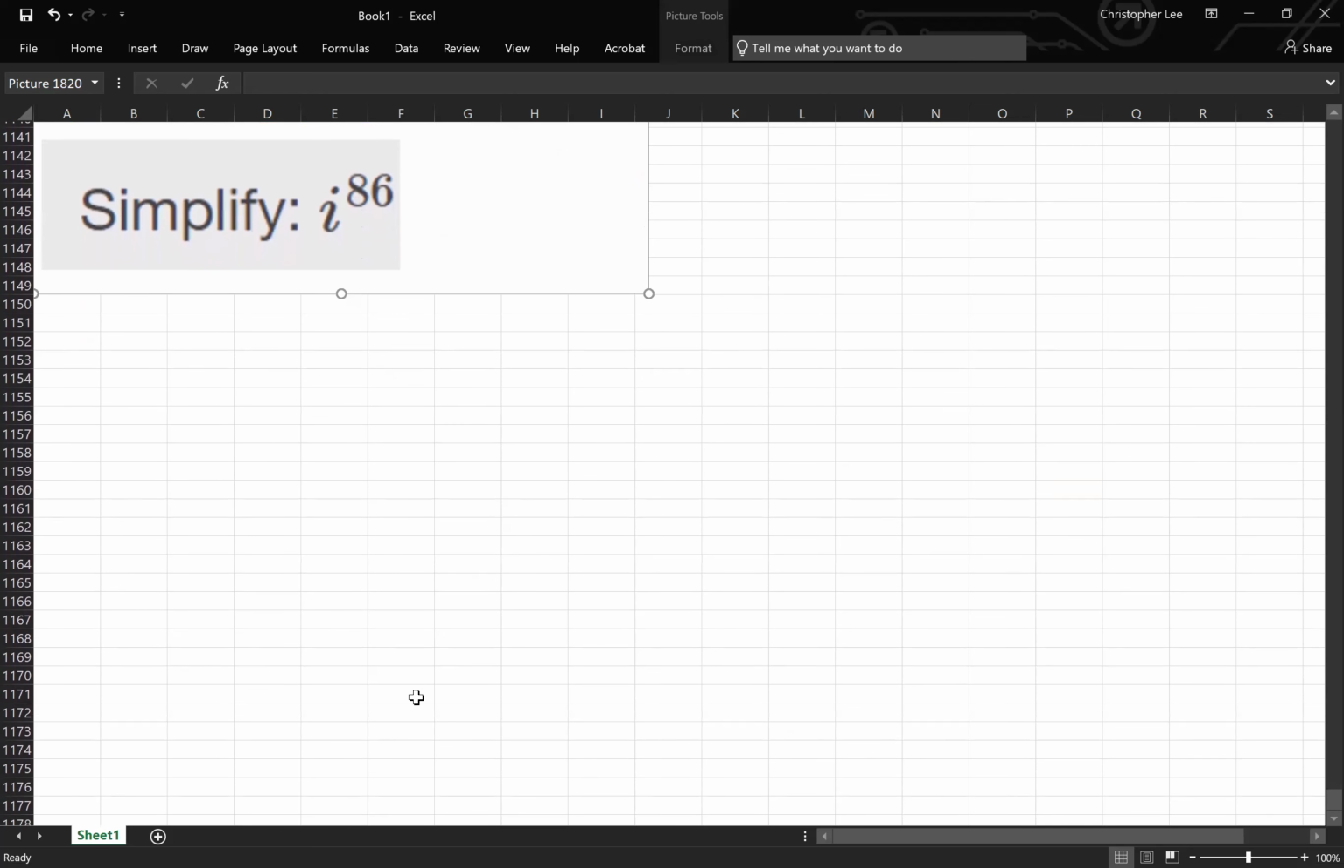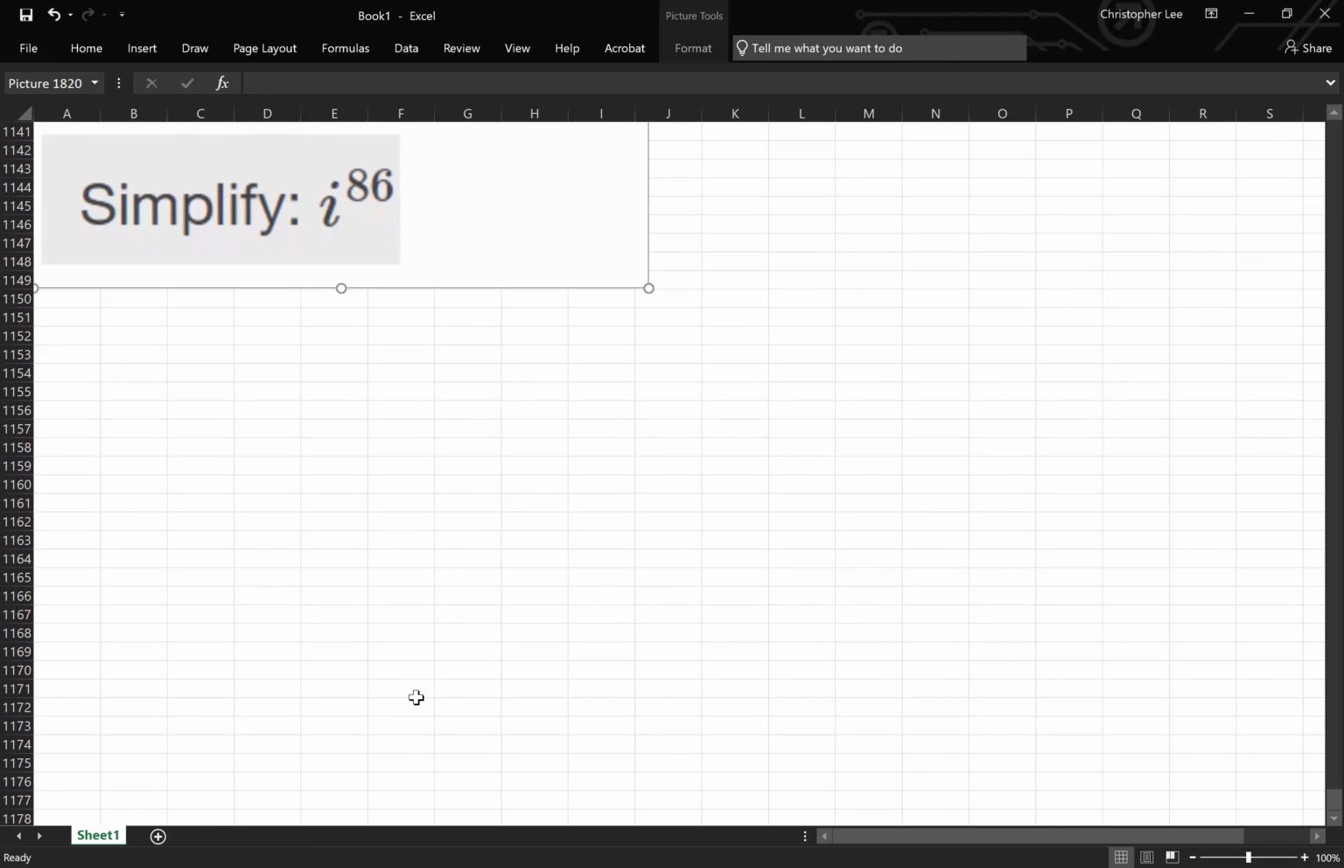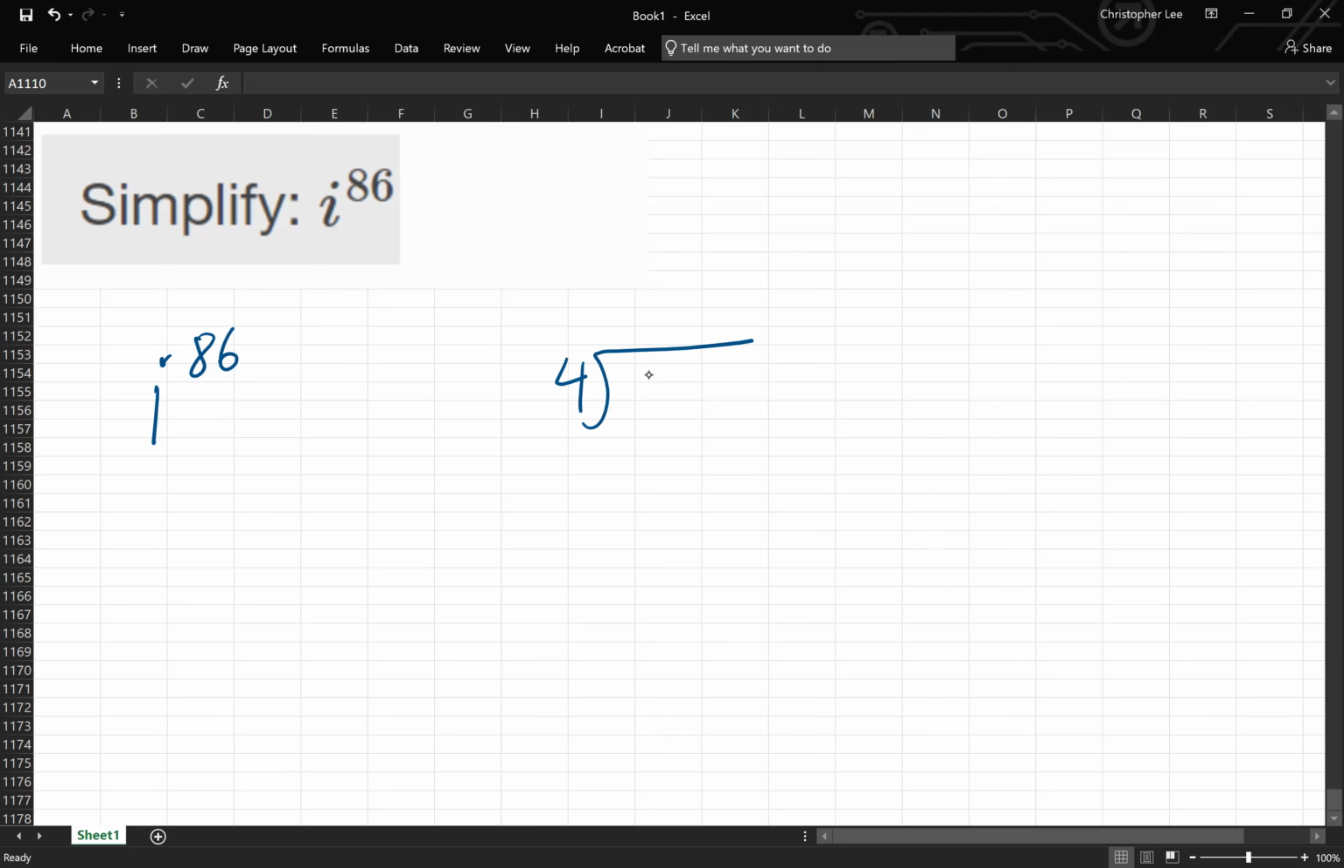Let's try it with 86, right? Let's try it real quick. So they're asking us to simplify i to the 86 power. So here's what you're going to do. You're going to divide 86 by 4, right? So I'm going to do long division, just like this. 4 goes into 8 how many times? 2. 4 times 2 is 8. Let's subtract that. That's 0. Bring down 6. 4 goes into 6 one time. 4 times 1 is 4. Subtract this. This is 2.